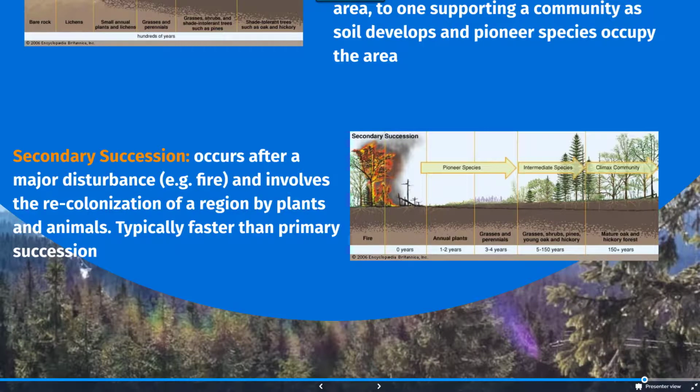In the top figure too, we had hundreds of years along the x-axis, and in here you can see that in the course of 5 to 150 years you have those intermediate species, whereas it took quite longer to have that in the primary succession. So although these major disturbances can be quite disastrous to an ecosystem, it doesn't mean that the region is completely unable to support living organisms after a short recovery period.